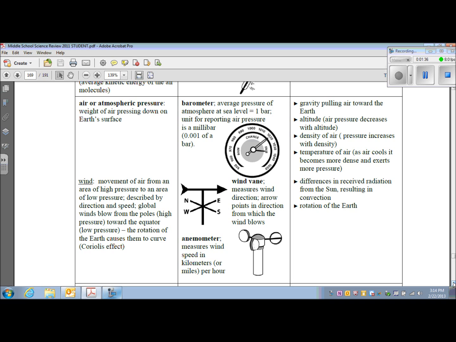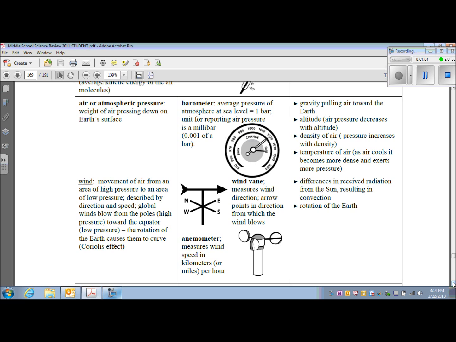A wind vane is a way of measuring wind. It measures wind's direction. The arrow points in the direction from which the wind blows. An anemometer measures wind speeds in kilometers or miles per hour.